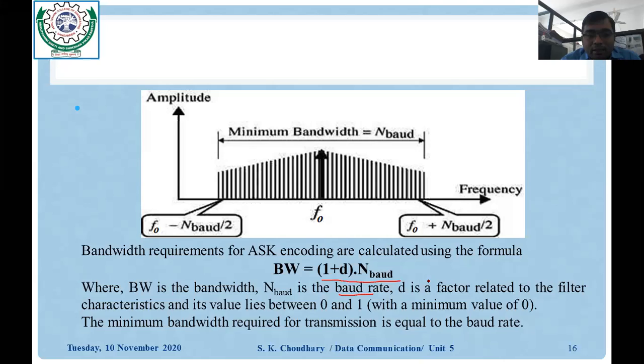In the diagram you will also find that the minimum bandwidth of ASK is equal to the baud rate, meaning the minimum bandwidth of ASK is N baud. The center frequency F0 is shown, along with the two side frequencies F0 minus N baud by 2 and F0 plus N baud by 2. So this is the frequency response of the ASK signal, and this is the very important formula for bandwidth: 1 plus D times N baud.